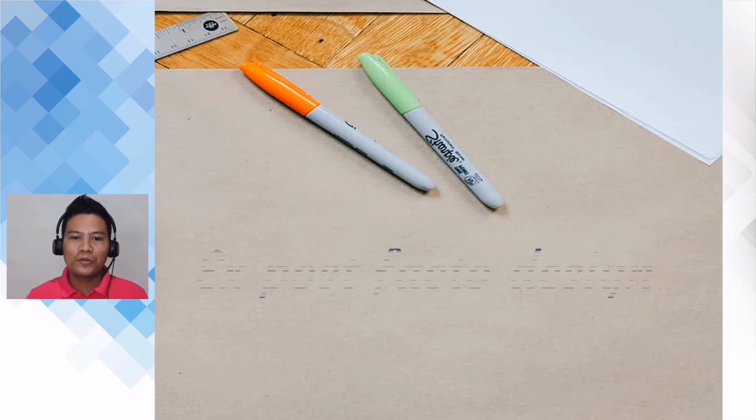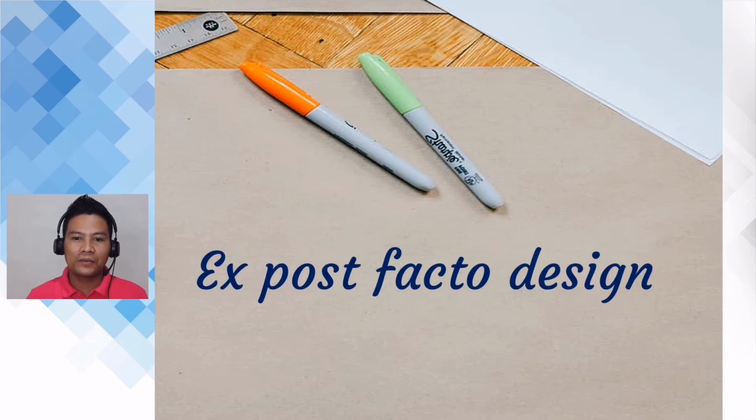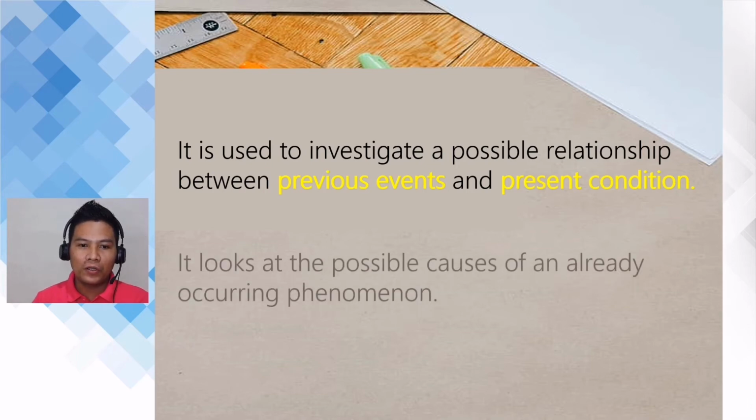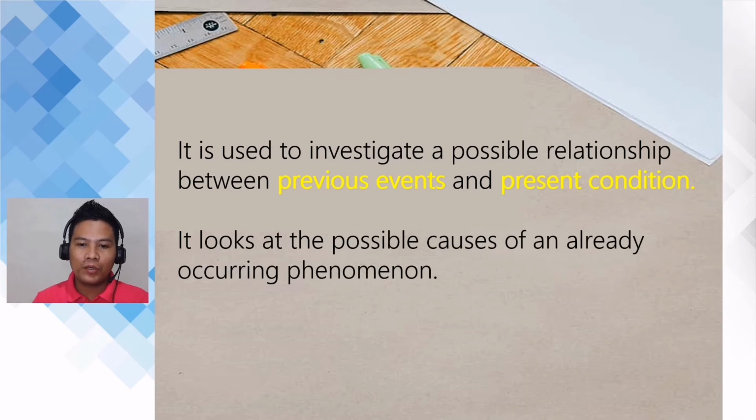Moving on to ex post facto design. It is used to investigate a possible relationship between previous events and present conditions. Also, it looks at the possible causes of an already occurring phenomenon. Just like the previous designs, ex post facto design has no experimental manipulation.